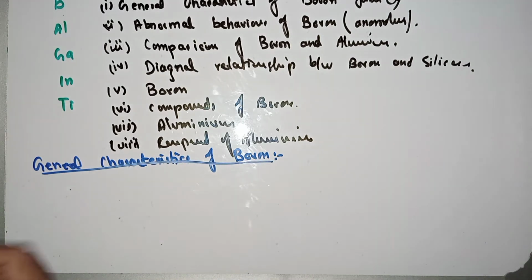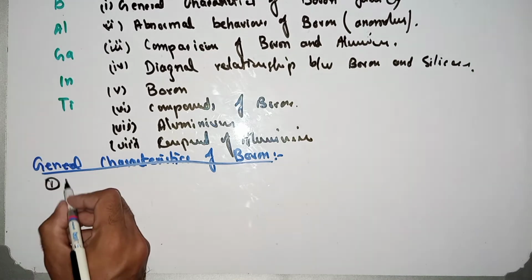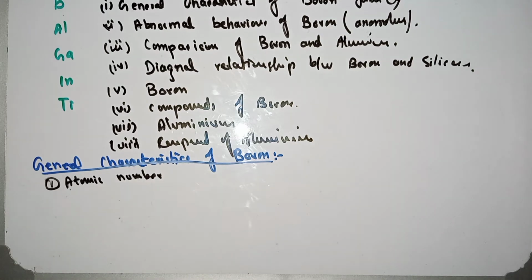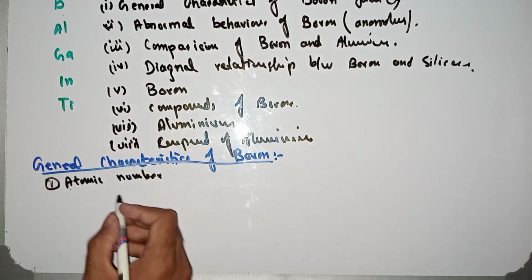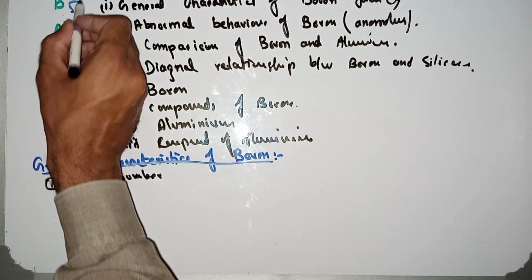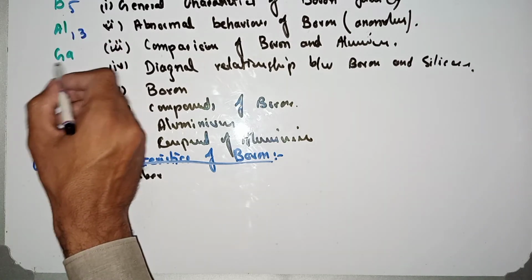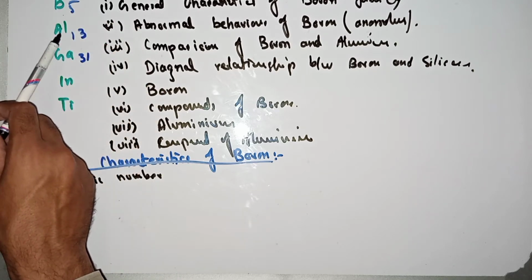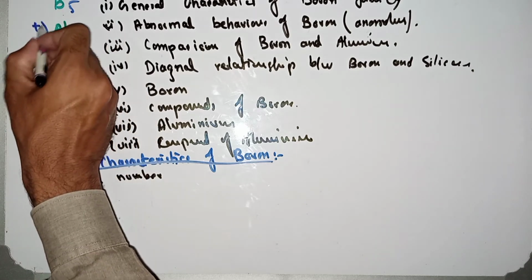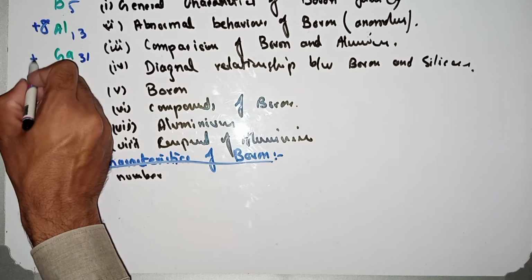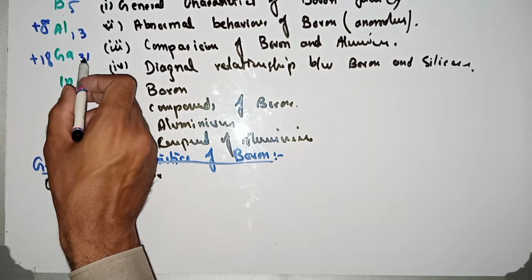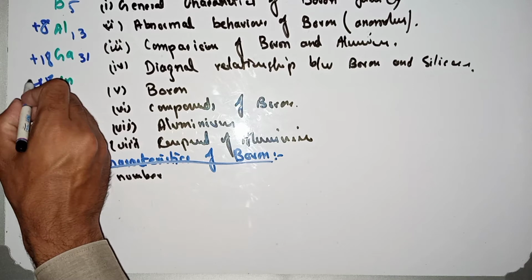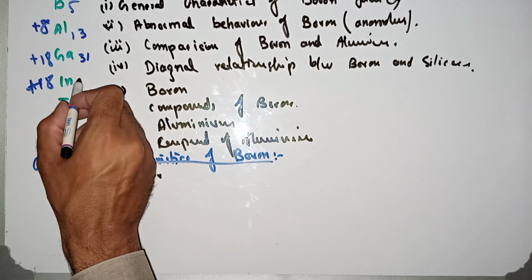In the general characteristics of boron, first of all, what is the atomic number? I am showing the atomic numbers of the boron family here. Boron has atomic number 5, aluminium has atomic number 13, and gallium has atomic number 31. After 5, you add 8 to get 13. After that, adding 18, you get 31. Again you add 18, and you get 49.